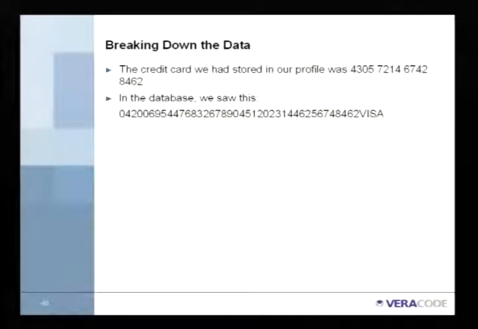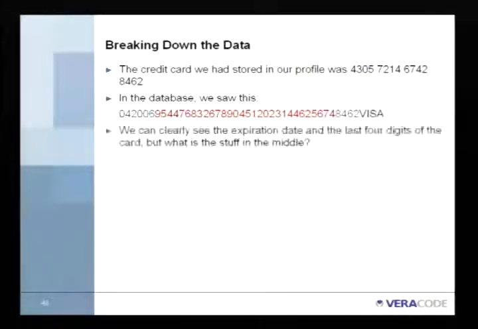so we try to break down that data. The credit card that we had stored in our profile was just generated using one of those tools that generates credit card numbers that satisfy the mod 10 requirement for calculation. In the database, that particular field that ended in Visa is the one we're looking at. We can clearly see where the expiration date is at the beginning, because that's the expiration date we put in. And we can see the last 4 digits match up right before the word Visa. But the stuff in the middle, what is that?